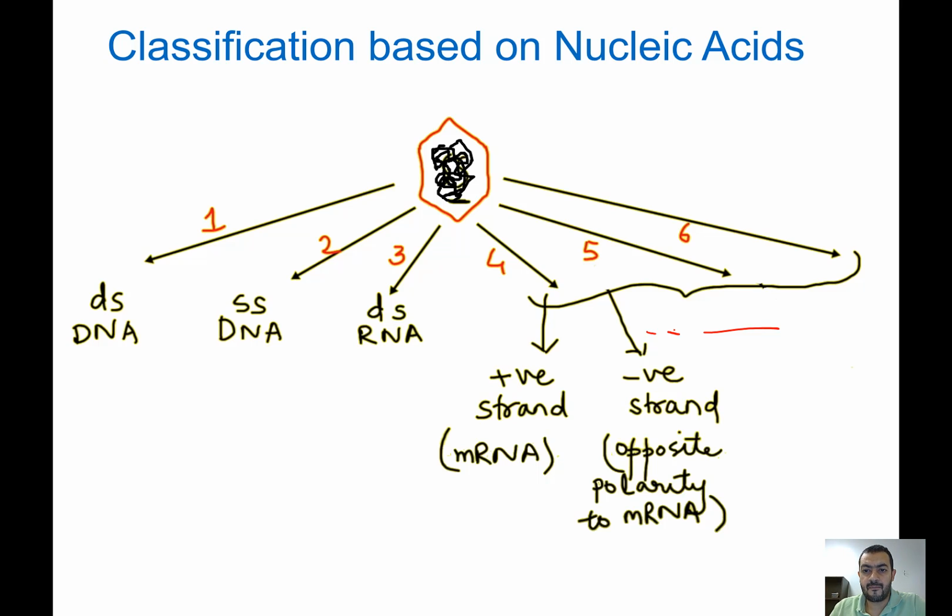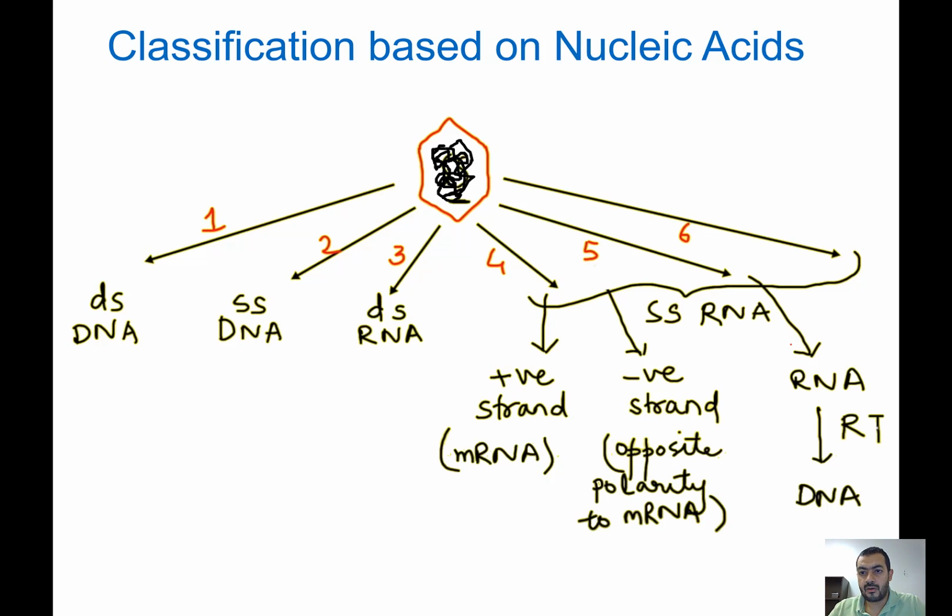The second type is the negative strand, or single-stranded viruses with a minus sense polarity. So they have an opposite polarity to the messenger RNA. They cannot be translated directly into proteins. They need an additional step in order to be translated, and that's the second category.